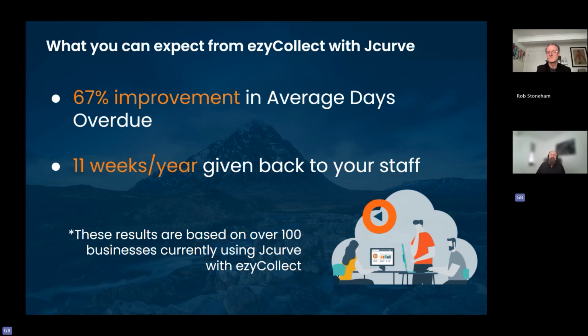So what can you expect with ezyCollect from Jcurve? A 67% improvement on average in DSO and average days overdue, and almost 11 weeks a year given back to your staff. The savings quite often are 14 to 20 hours a week, just in that constant chasing money, which really, when you think of it, is an overhead that your business shouldn't really be having, because you deserve to be paid. You've provided the goods, you've provided the services, you've tendered an invoice, and you're not a bank. And so it's very important to keep things constantly moving so no one is overlooked.